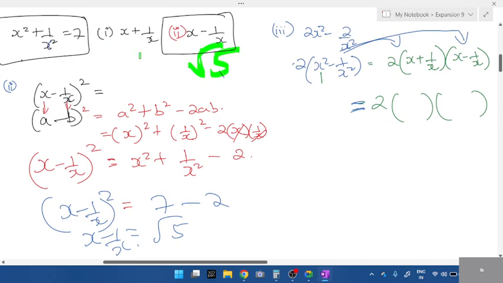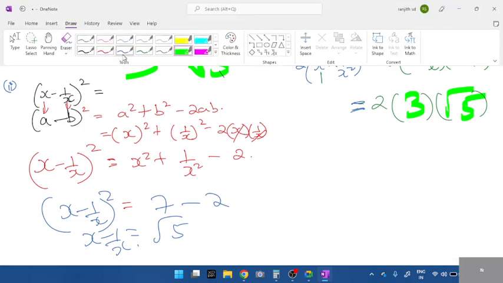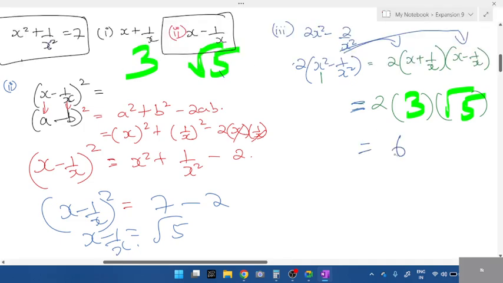Then for x plus 1 by x, what did we do? I erased it before, but we did it. We got 3, right? That is what you have to substitute here. If you substitute, we are done. Why do we need to square? You have to just substitute here. Okay? 2 threes are 6, 6 root 5 is the answer. This is the answer for this question, 2x square minus 2 by x square. This is the answer.